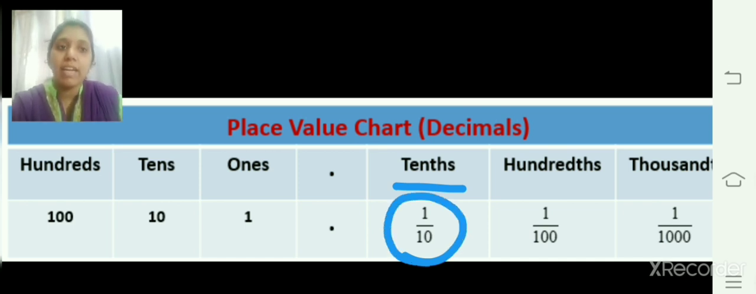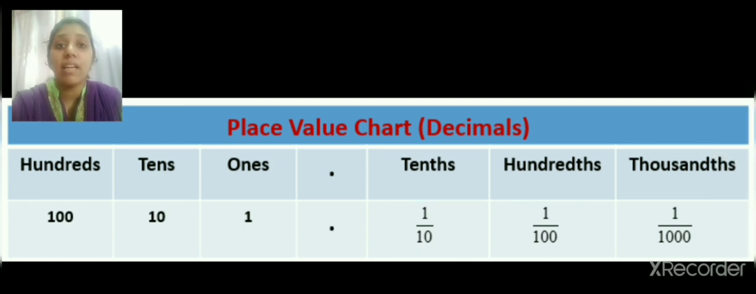Now the next digit, what is the place value? It is hundredth, and it is represented by 1 by 100. Clear? The next place is thousandth, and it is denoted by 1 by 1000. Thousandth means we can write it as 1 divided by 1000. This is the place value chart of decimal numbers.